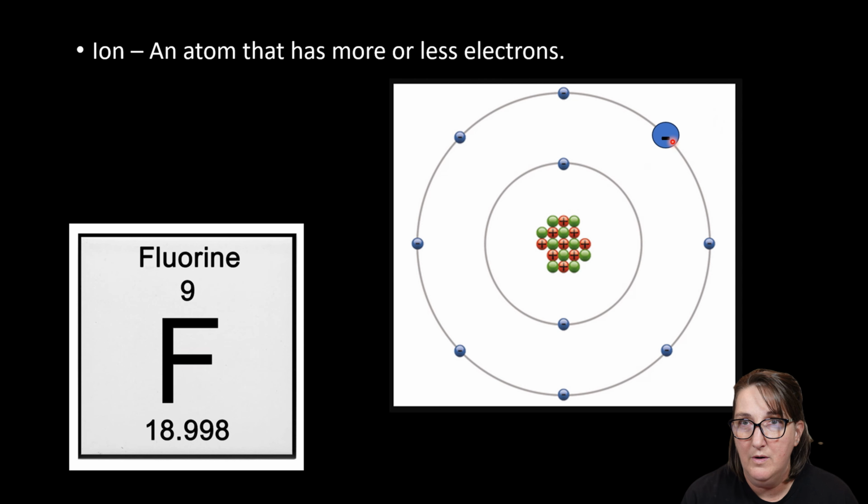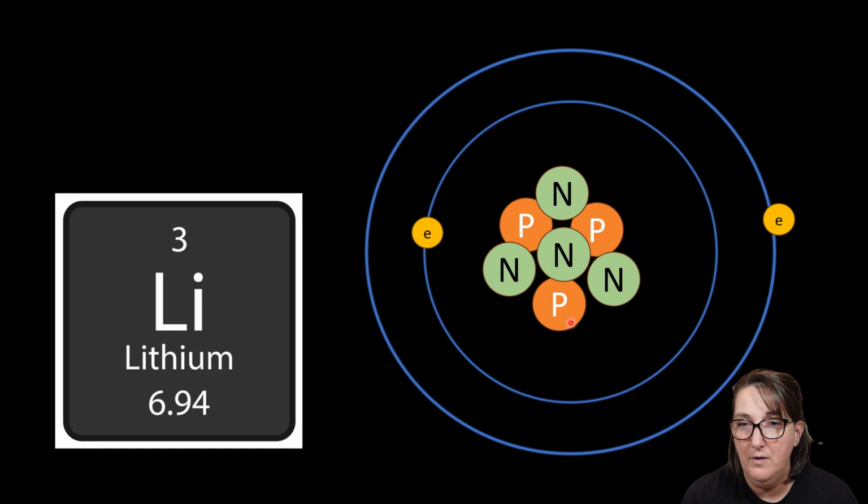I have this one here, which is lithium. Lithium has 3 electrons. I get rid of one. I have 3 protons and 2 electrons. Am I more positive or more negative? I'm more positive by 1. So when we start talking about ions, we start talking about this part right here.